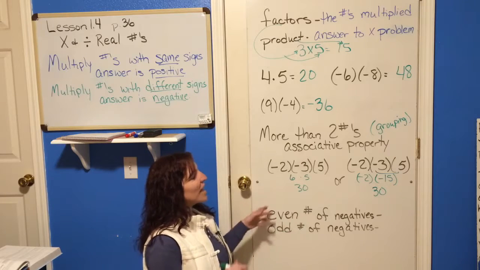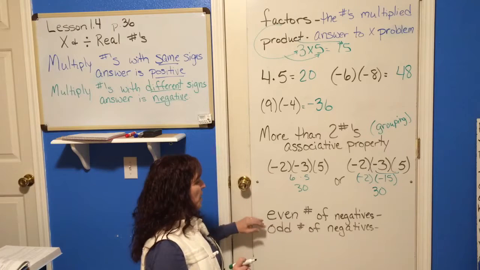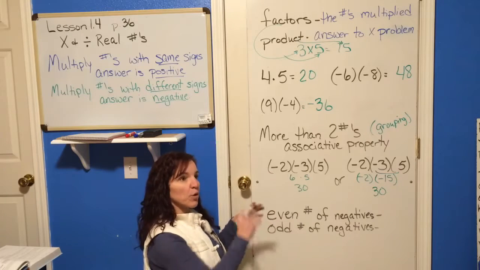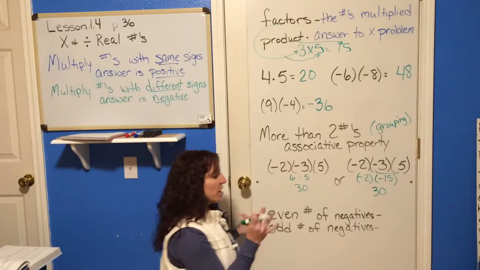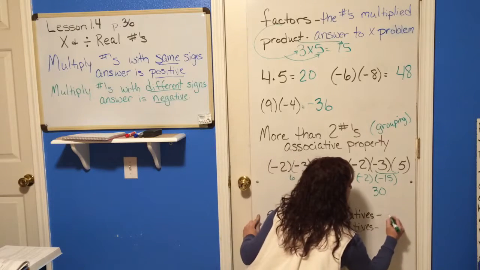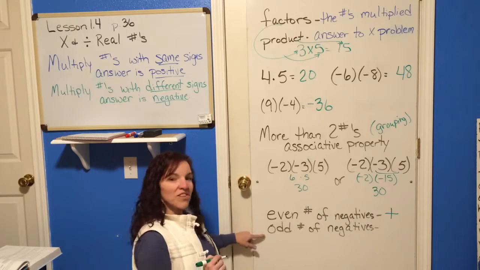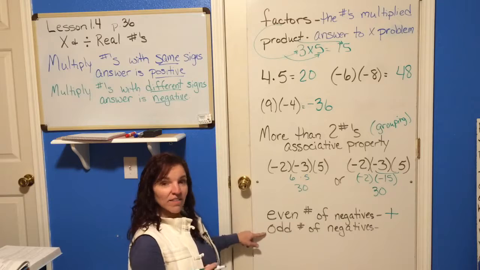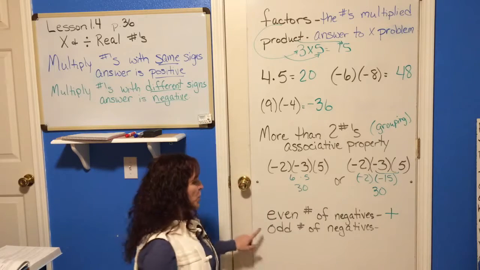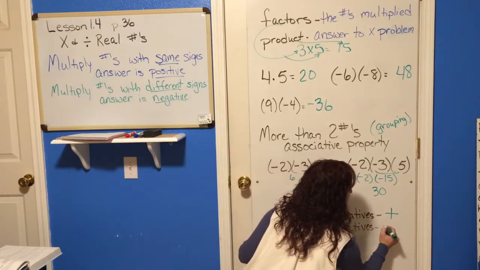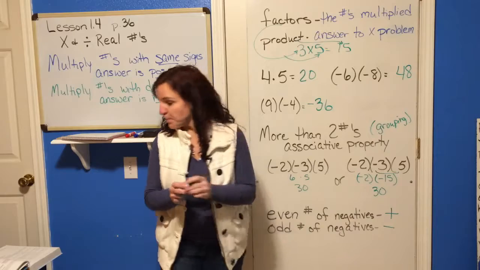If you're multiplying and you've got more than just two factors, if your number of negatives is even, they're going to cancel each other out and your final answer is going to be positive. If your number of negatives is odd, then you're going to have one left over that didn't match up and be a double. So then your final answer is going to be negative. That's just something to remember.